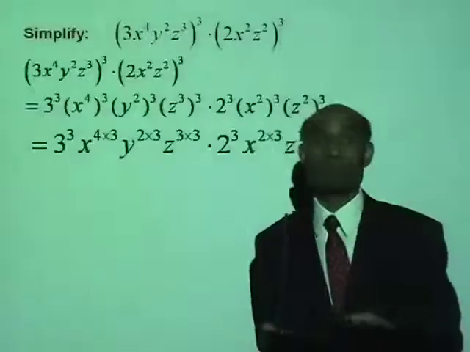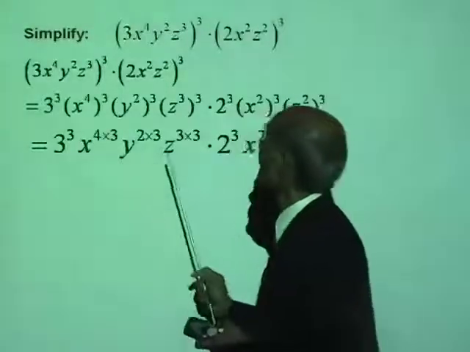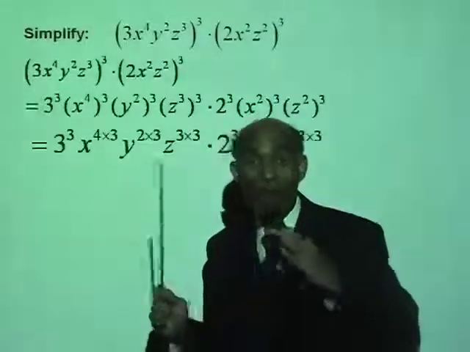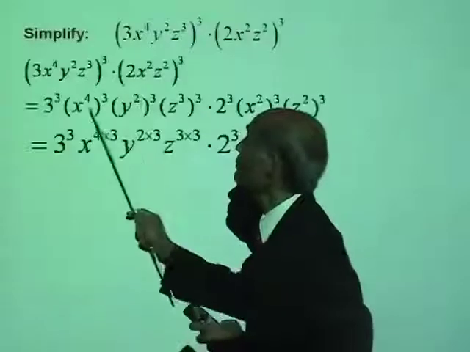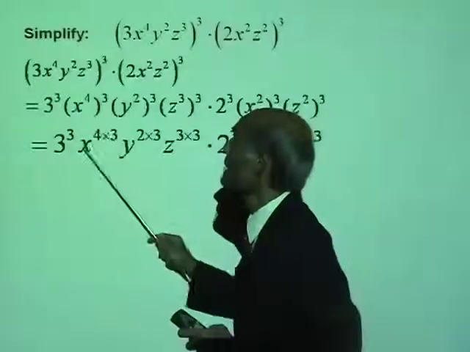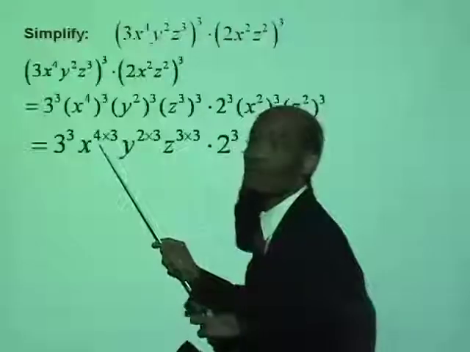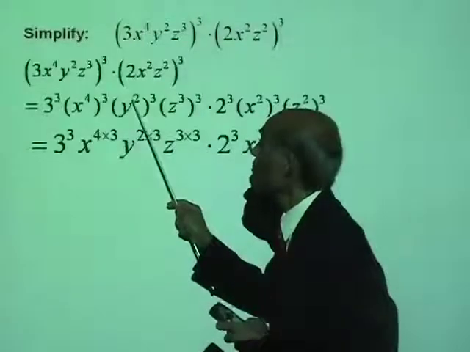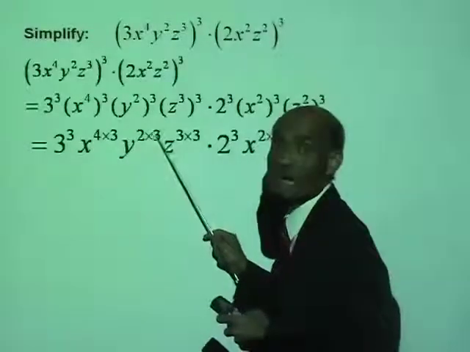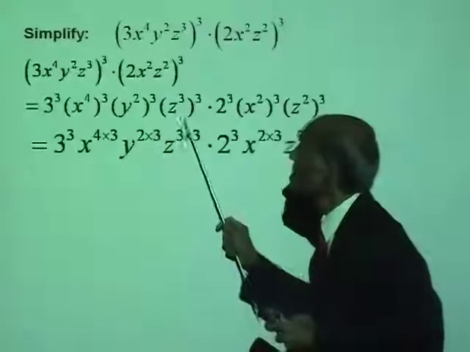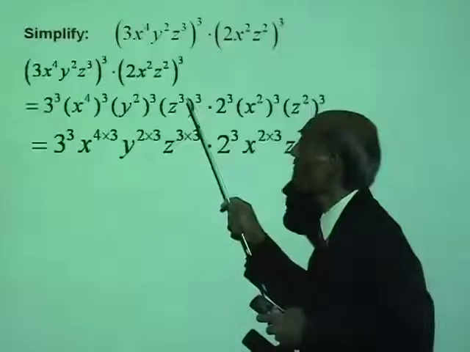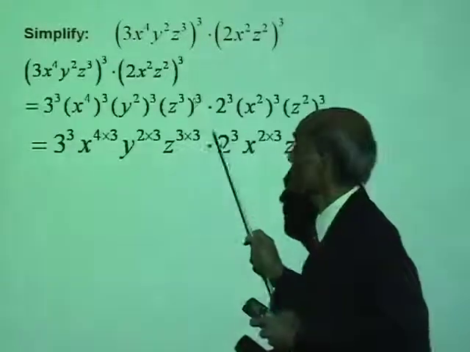Okay, what is the next step? You notice there, you can now use the power rule. Look at the power rule we're going to use. x to the power of 4 all to the power of 3 is x to the power of 4 times 3. And y to the power of 2 all to the power of 3 is y to the power of 2 times 3. z to the power of 3 all to the power of 3 is z to the power of 3 times 3. Alright, let's go on there.